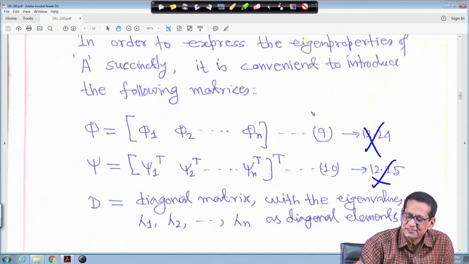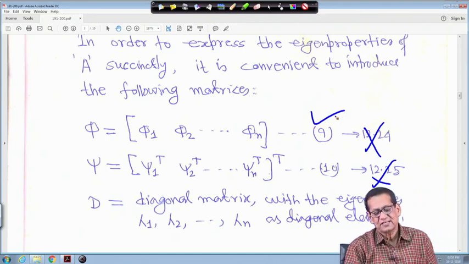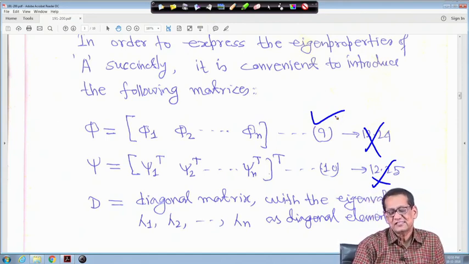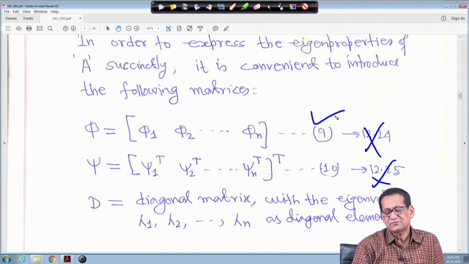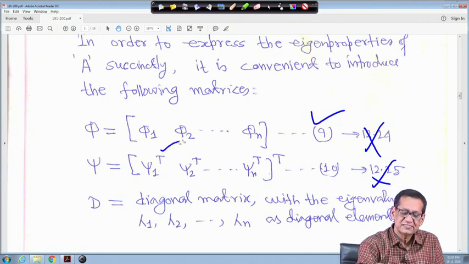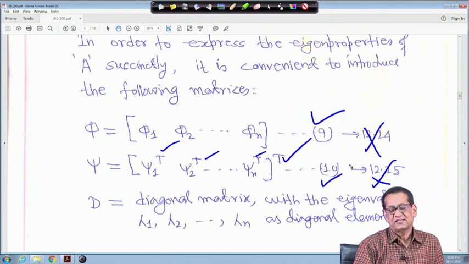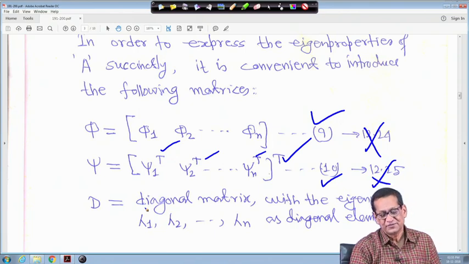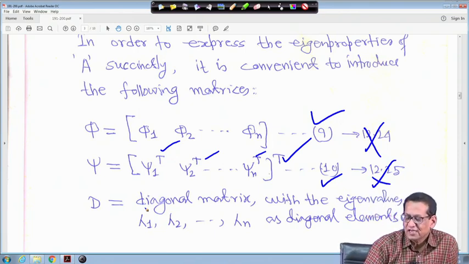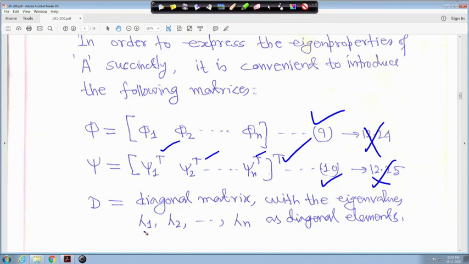And psi is equal to psi 1 transpose, psi 2 transpose, up to psi n transpose, and the whole transpose. This is equation 10. So, these are all column vectors, and together it is a matrix. And D is equal to a diagonal matrix with the eigenvalues lambda 1, lambda 2, up to lambda n as diagonal elements.